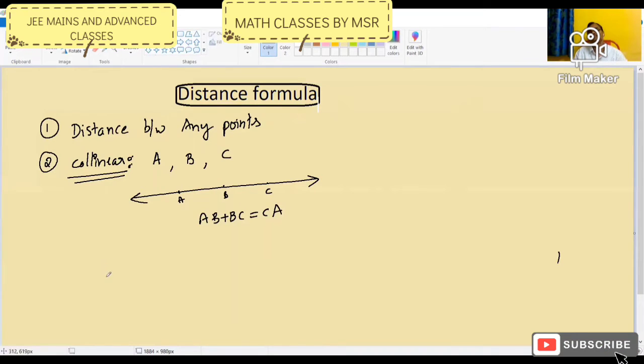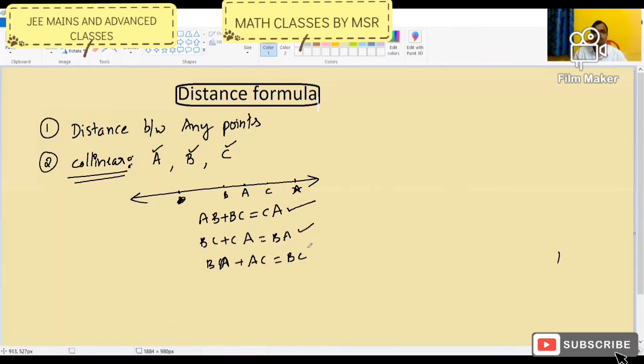Okay, suppose A is not here, A is here. Then BC plus CA, how much? BA. Yes or no? No, see A is not here. Suppose here. Then BA plus AC, how much? BC. Means once they are given 3 points, how to check whether they are collinear or not?